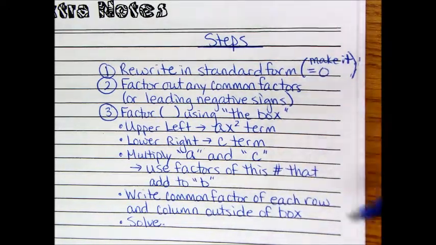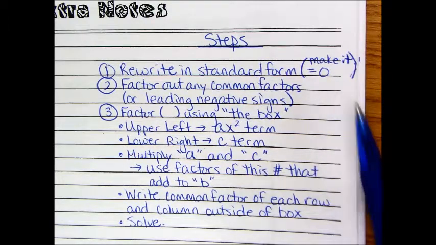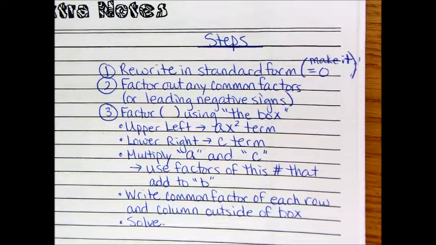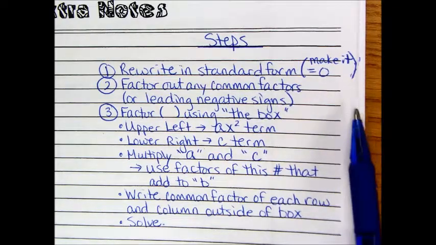First up is that when you look at your problem that's initially down in the book, you've got to rewrite it in standard form. In other words, you have to make it equal 0. You can't factor anything, you can't use the box method, you can't do any of that unless you make the equation equal 0 first. So that has to happen.